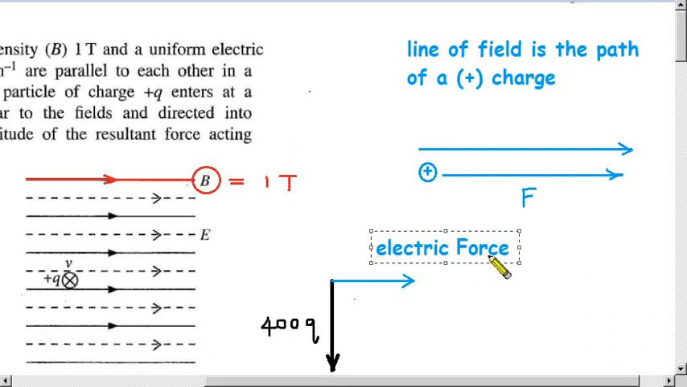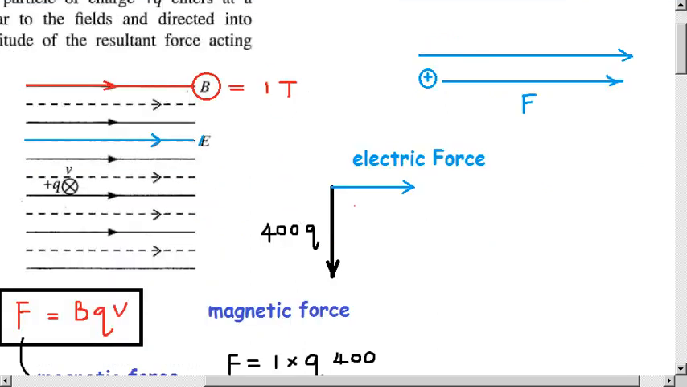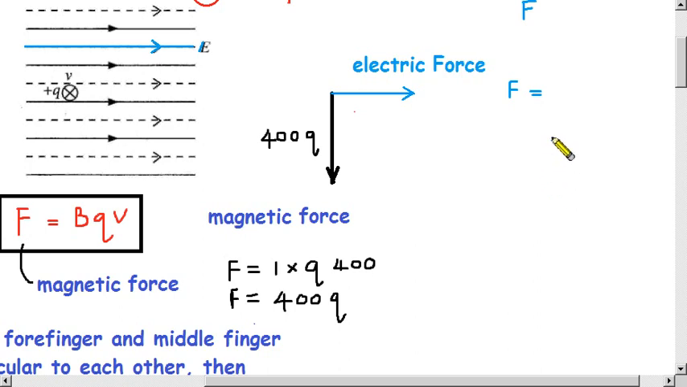So now we know the direction of electric force. To understand easily, I color this line, the electric line, using the same blue color. This one is the electric field, capital D. So how to find out the magnitude of this force? There is an equation, F equals EQ.